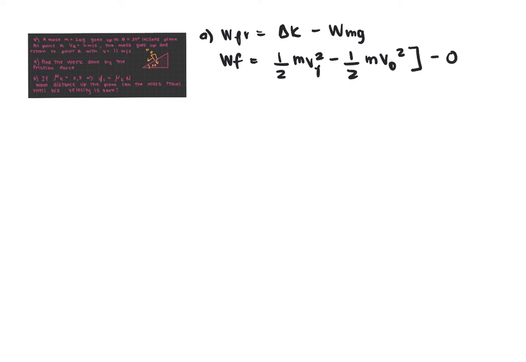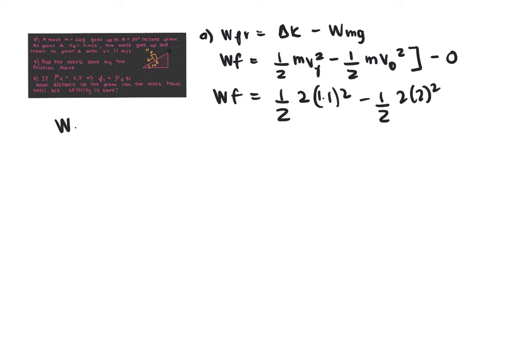Now we know that the V final is 0 because that's when it reaches its maximum height. So basically, it's going to be WF equals half, let's say the mass is 2. You know that V final is 1.1 times 2 minus half. Again, the mass is 2. The initial is VA, which is times 2 squared.